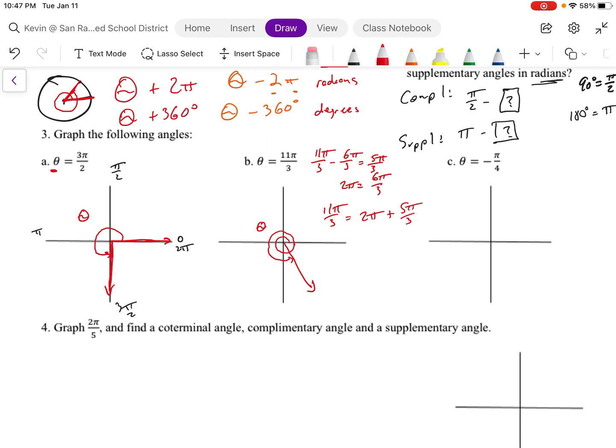Lastly, the measure of my angle is negative pi over 4. So again, I start with my initial side. It's negative, so I'm going to go clockwise, pi over 4. And we know that pi over 4 is halfway between 0 and this pi over 2. So that would be my theta equals negative pi over 4.